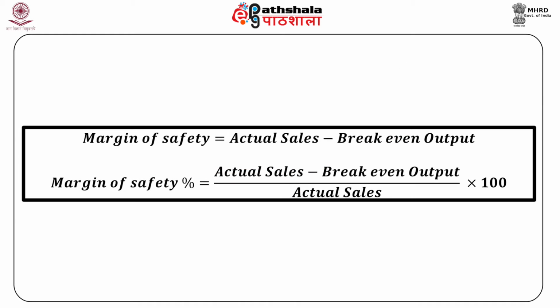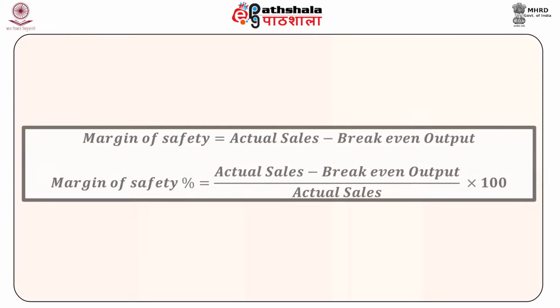There is a concept called margin of safety, which is defined as the difference between the actual sales and break-even output. Margin of safety is equal to actual sales minus break-even output, or margin of safety percentage is equal to actual sales minus break-even output divided by actual sales into 100.